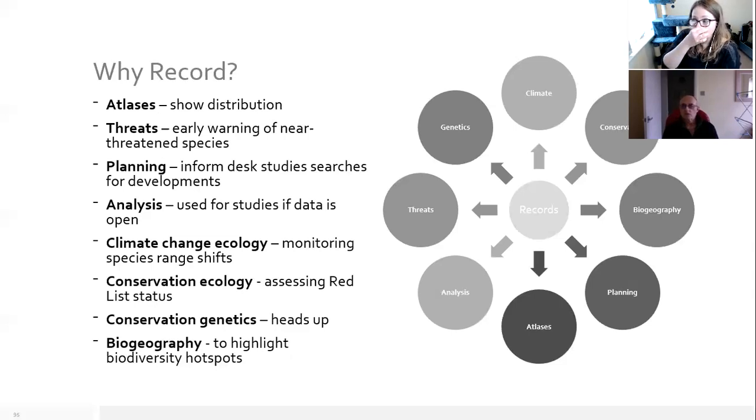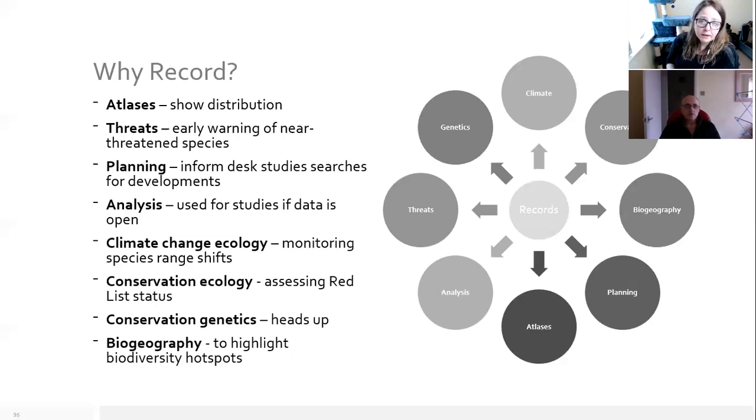And so without the presence of biological records in the database of the local record center, those wouldn't get triggered. And it's a fact that bats are protected and their roosts are protected, but their commuting routes are not, and their foraging habitats are not. So that's another huge reason why we do this.